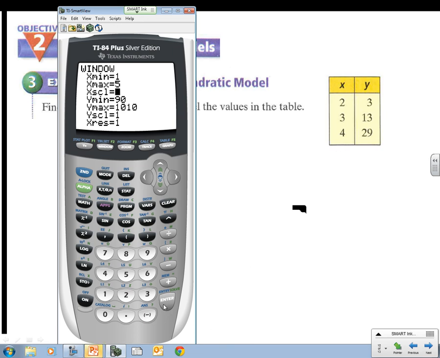Let's talk about the y's. What's a little bit below 3? How about 0? What's a little bit above 29? How about 35? Okay. Now if I hit graph, I know I'm in the right spot.